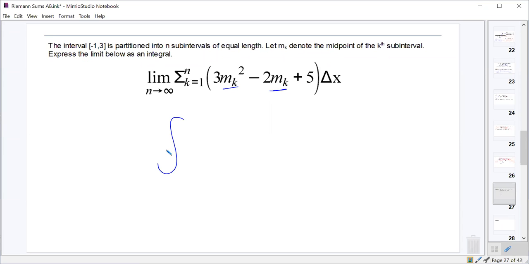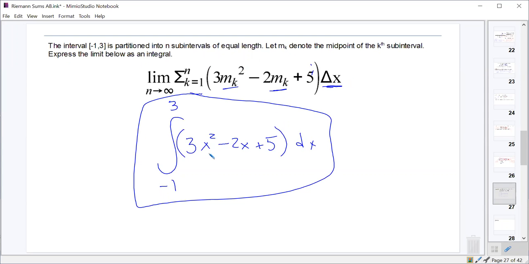So we know we're going to have an integral sign. And where are we looking for the area of this function? From -1 to 3, so that's my lower limit and my upper limit. And the height of each of the rectangles should be found from this. My function is just a direct result of this: 3x squared minus 2x plus 5. And my delta x equates to the dx.